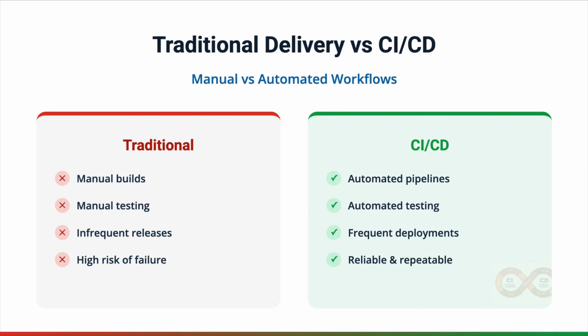Let's compare traditional software delivery with CI/CD. In a traditional setup, builds and tests were done manually. Releases happened once every few weeks or months. If something failed, fixing it took a lot of time. With CI/CD, everything is automated. Builds, tests, and deployments happen automatically. Releases can happen daily or even multiple times a day. This shift from manual to automated workflow is what makes DevOps powerful.